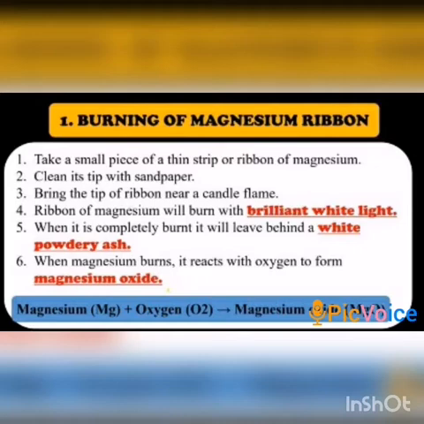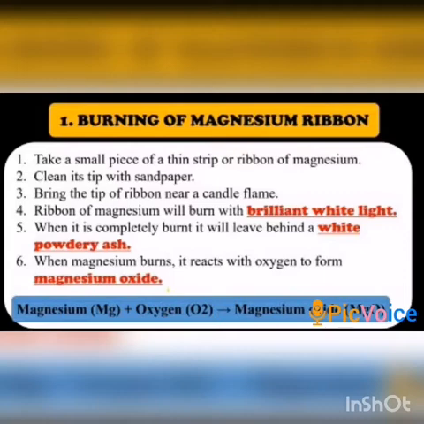And after burning, what will happen? When it is completely burnt, it will leave behind a white powdery ash. After complete burning of this magnesium ribbon, we will get a white powdery ash.